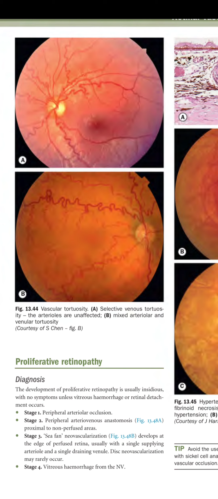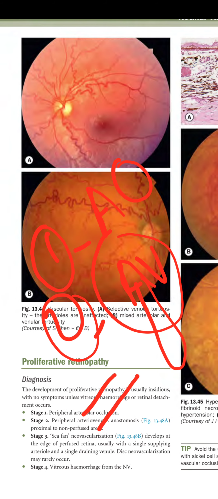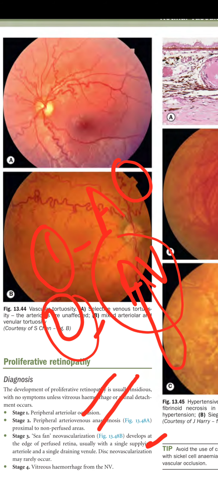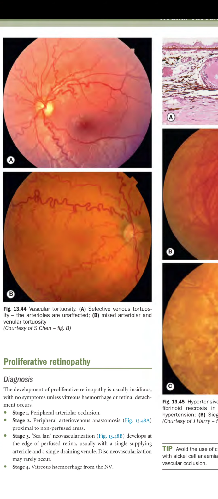Stage 1: peripheral arteriolar occlusion. The second stage is the peripheral arteriovenous anastomosis proximal to the non-perfused area. So there will be the AV anastomosis. Stage 3 will be the C-fan neovascularization that develops at the edge of the perfused retina, usually with a single supplying arteriole and a single draining venule. So there is a single supplying arteriole and a single draining venule, and there will be the C-fan like neovascularization.